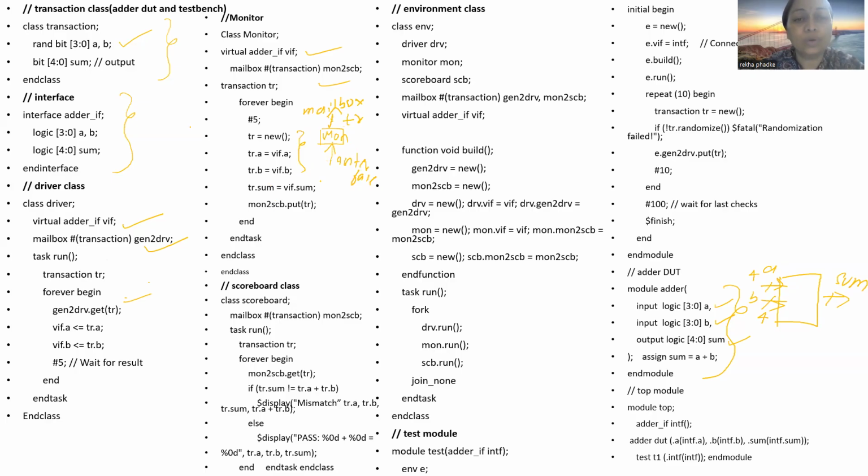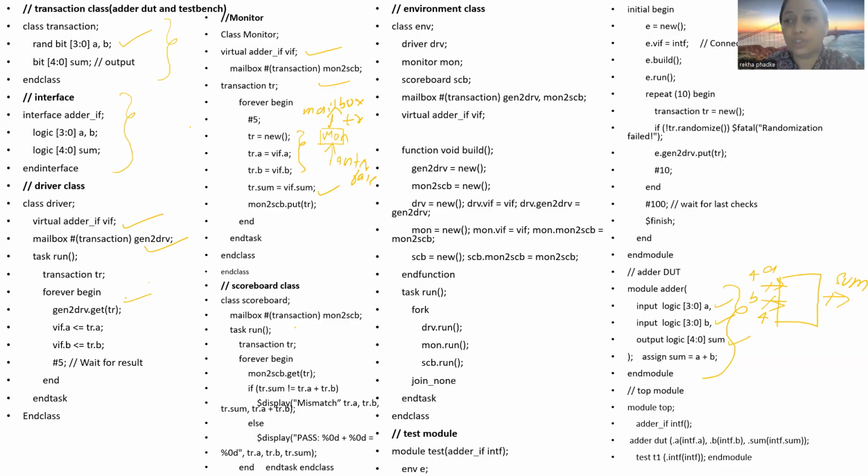And the monitor also gets the output, because the DUT evaluates the expression, right? That which is assigned, sum is equal to a plus b. So that sum is also being written into the transaction. So tr.sum is vif.sum. That packet is put into the mailbox. What is the name given to it? Monitor to scoreboard. So monitor to scoreboard dot put, we do dot put of tr and enter. So that is about the monitor part of the test bench.